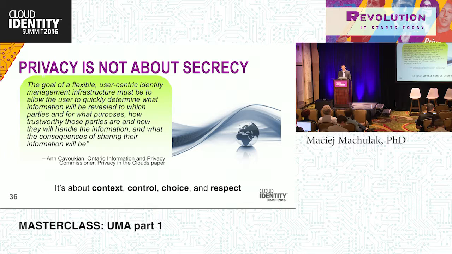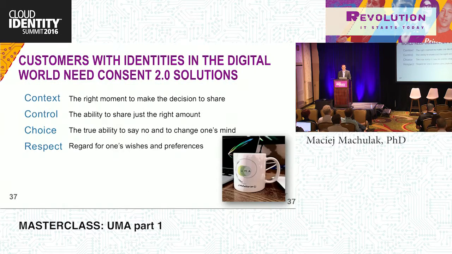So privacy is really about the context, the control, choice, and respect. And in UMA, we define these four things as follows. So the context is the right moment where you make the decision that you would like to share the information.